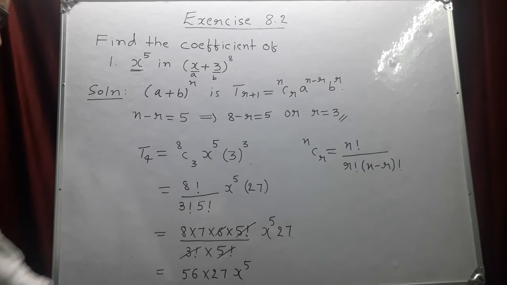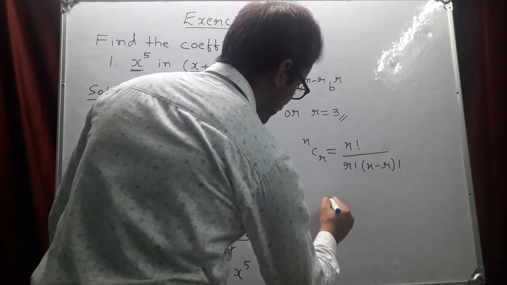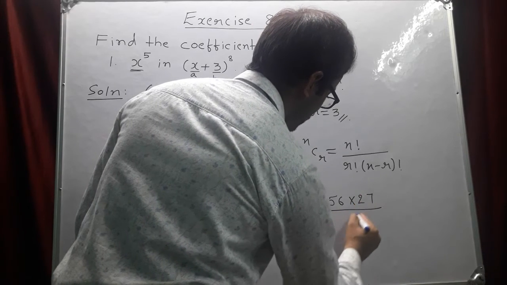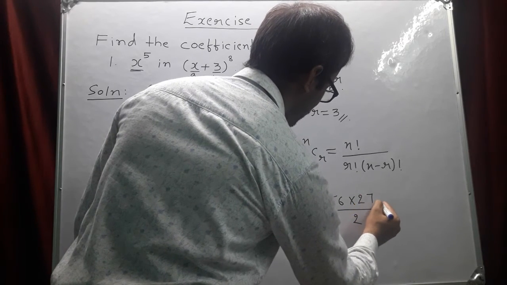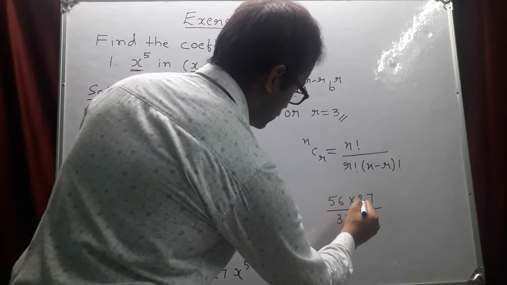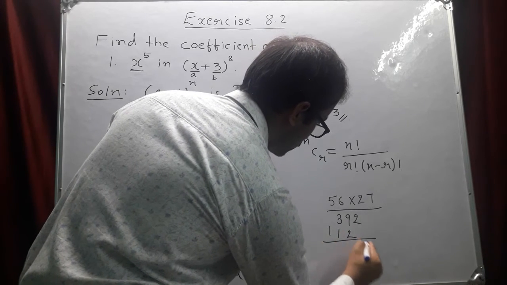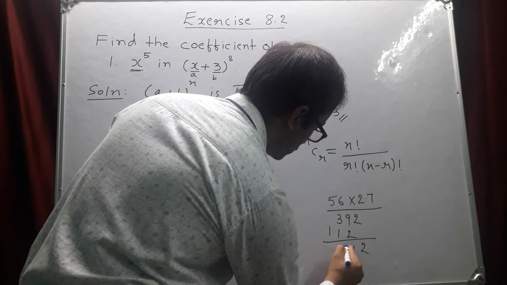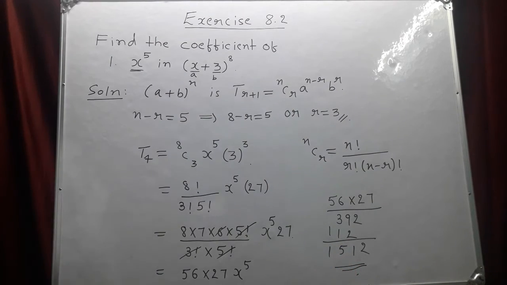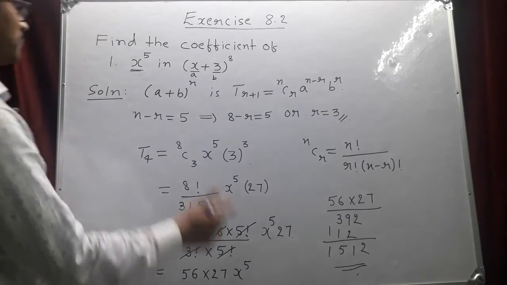So the coefficient of x power 5 is 56 into 27. So what will we get? 56 into 27 is 1512. So the coefficient of x power 5 is 1512.